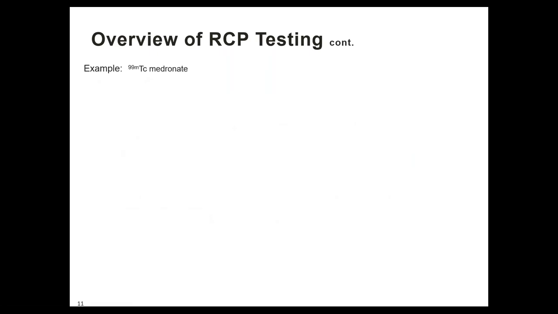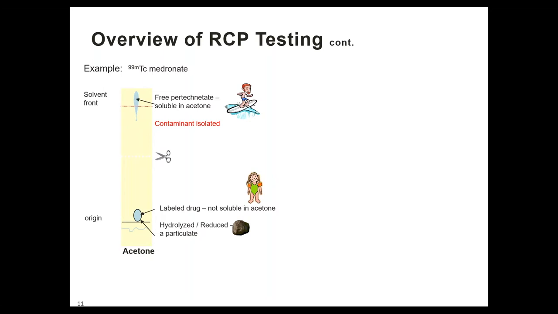So let's look at one drug just as an example. Let's look at technetium-99m medronate, or MDP, for bone scans. We need to use two different strips to identify all of the elements in this drug. So we're going to put a little drop of technetium MDP on the bottom origin line of this small piece of paper. It's about 8 centimeters tall, perhaps 1 centimeter wide. It's a little piece of paper about as long as your index finger.